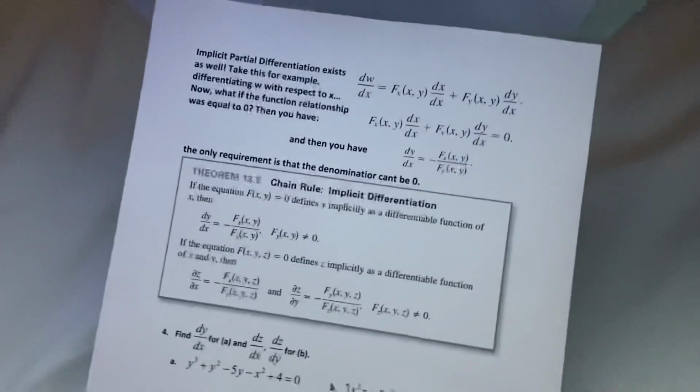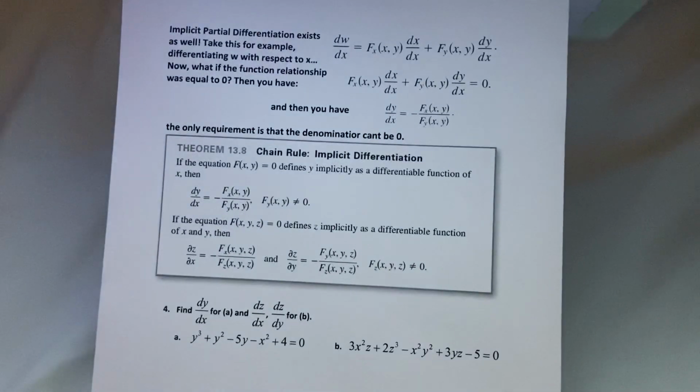Now one last thing on the next page. Sometimes we have implicit partial differentiation. So for dw/dx, it's the partial derivative of f with respect to x times dx/dx plus the partial of y times dy/dx.